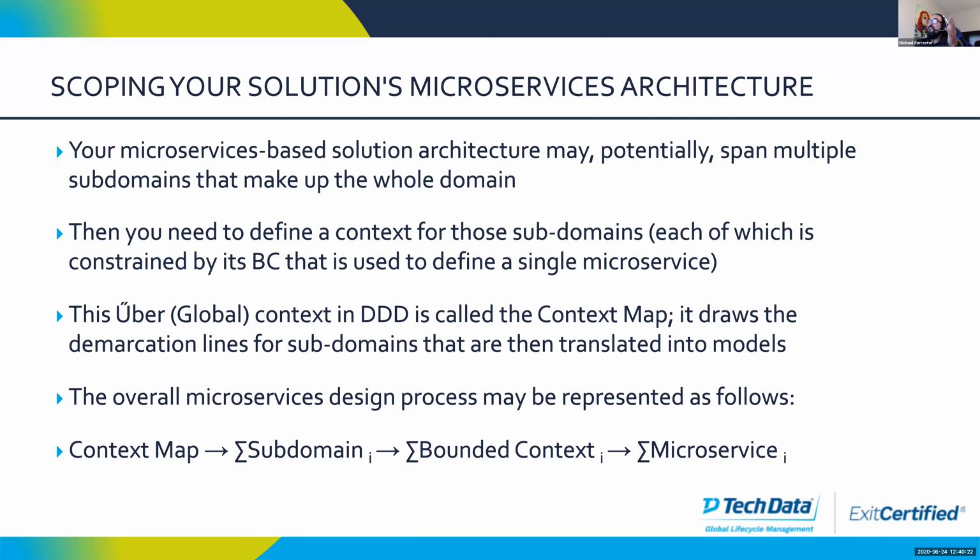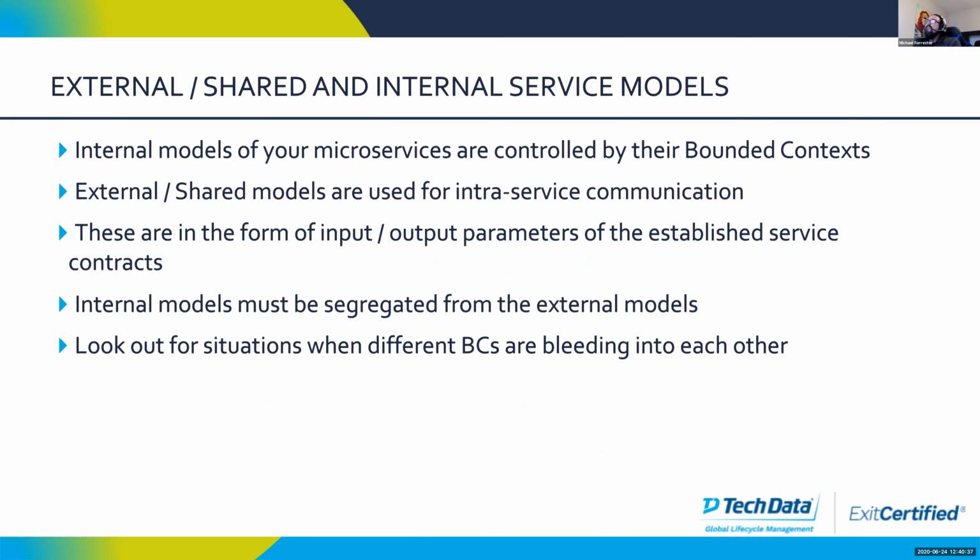And you can use something called a context map, which is good from a business derivation, to show which subdomain is yours, bound that context, and then there's your microservice. It all starts from the business. That's how you derive the microservices context. So just remember that the internal models of your microservices, what they do, what they access, the data they need, are all controlled by their bounded contexts. And external models like the APIs are used for this intra-service communication.